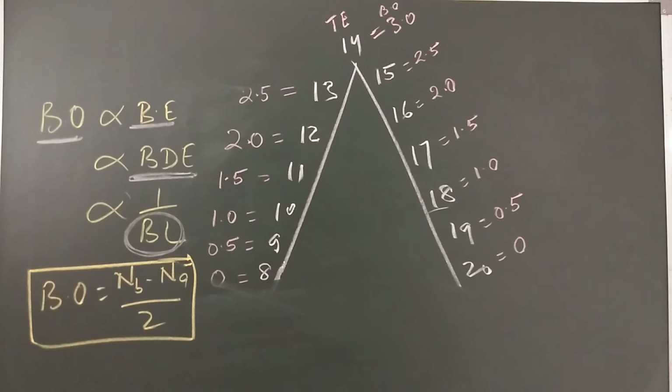Bond order can also be determined by the formula: number of bonding electrons minus number of anti-bonding electrons, divided by 2. This you will read in MOT, molecular orbital theory.